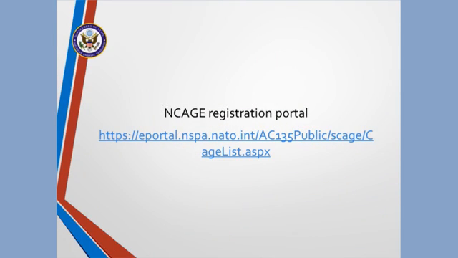Now we'll talk about NCAGE. NCAGE is the NATO Commercial and Government Entity Code Number, which we call NCAGE for short. The code is a 5-character ID number, and it usually takes 4 to 5 business days for the registration process to complete. So for those of you applying for this grant, please apply soon.